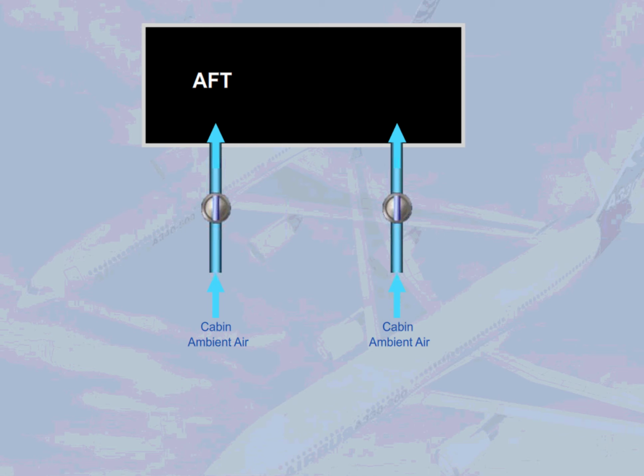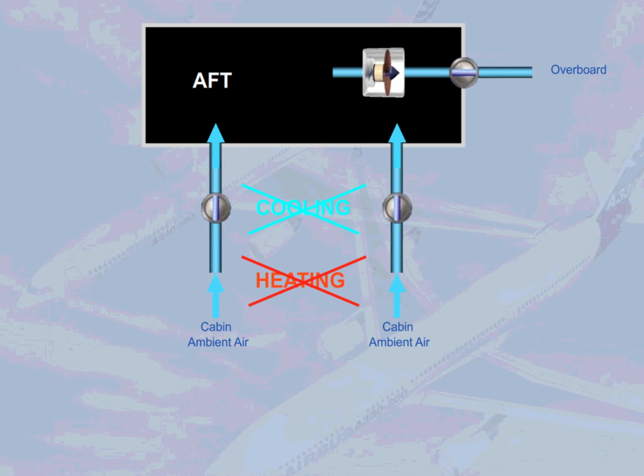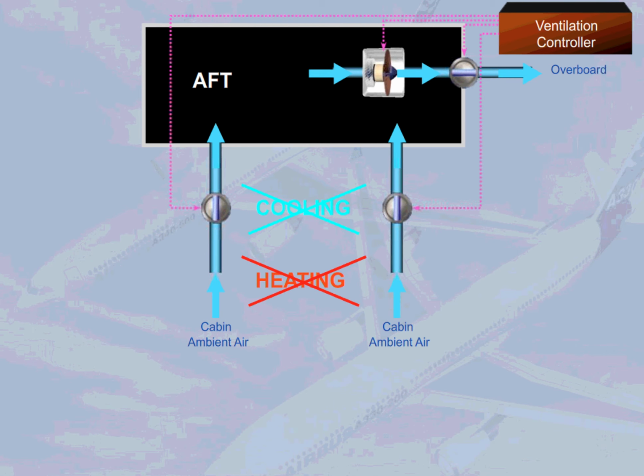For the aft cargo compartment, the ventilation is similar to that of the forward cargo compartment, except that for the air entering, there are no cooling and no heating supplies, and also, for the extraction, the air is sent overboard to the aft outflow valve area. As for the other cargoes, the ventilation controller controls the valves and the fan. Note: the aft cargo compartment indications are not represented on the ECAM cond page.